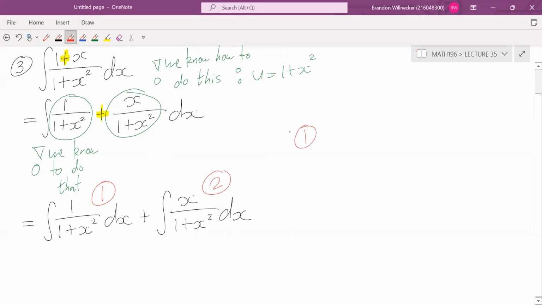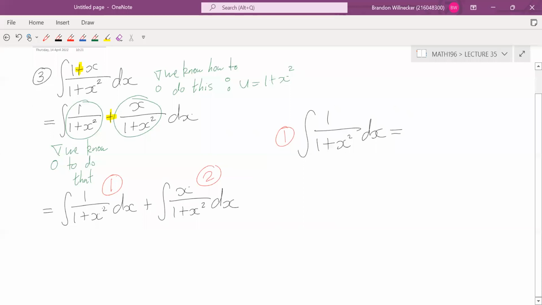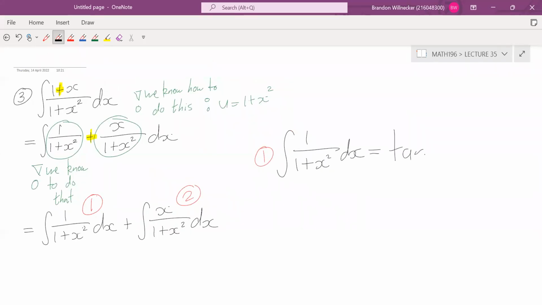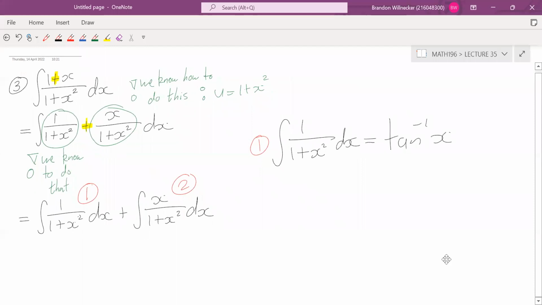Okay, so let's take a look at number 1. So we have the integral of 1 over 1 plus x squared. That's super easy. We know the answer right away. That is going to be the inverse tan of x. I'm not going to write plus c now. We can put the plus c right at the end.